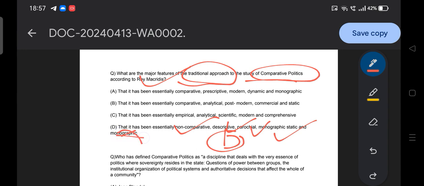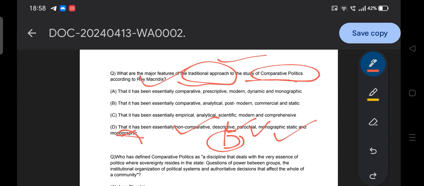Okay, so these are the five features described by Roy Macridis with respect to traditional approaches to comparative politics. So we need to understand the different thinkers, what they argue, and how they explain it, and which political approach to comparative politics they belong to. Okay, we will discuss that, and it's very important to understand the traditional approach.